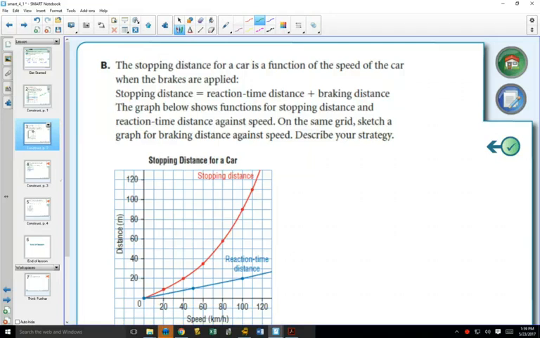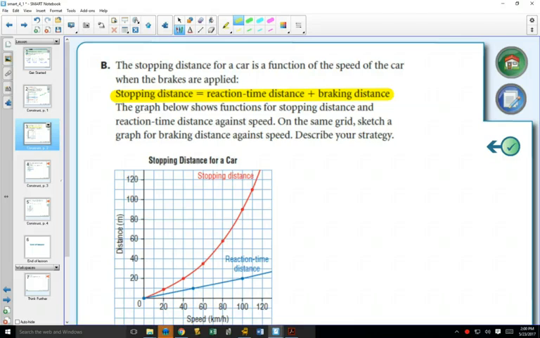Part B. The stopping distance for a car is a function of the speed of the car when the brakes are applied, and they tell us this formula, that the stopping distance equals the reaction time distance and the braking distance. So what does that mean? Well, you want to stop.